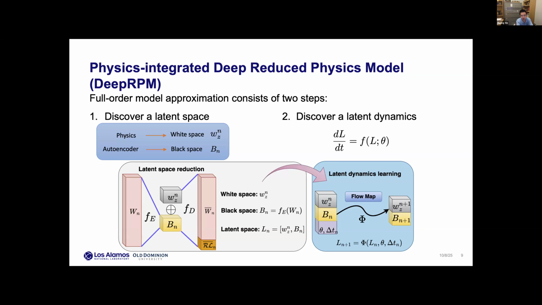So this figure demonstrates the overall architecture of the model that we proposed. There are two stages. We first define the latent space. We perform the latent space reduction, applying a standard autoencoder to get the black space, and then we concatenate the white space, which is known physical information. Then we develop the flow map neural network to learn the dynamics under the exponential time integrator at this very fast, tiny time scale.